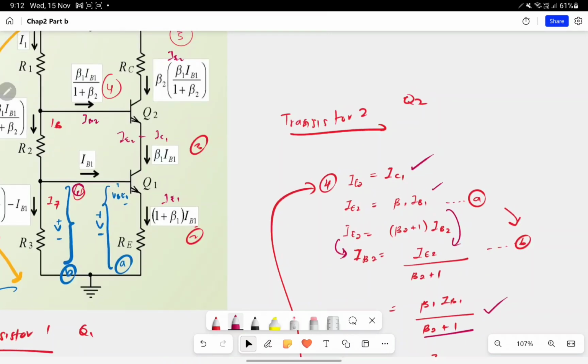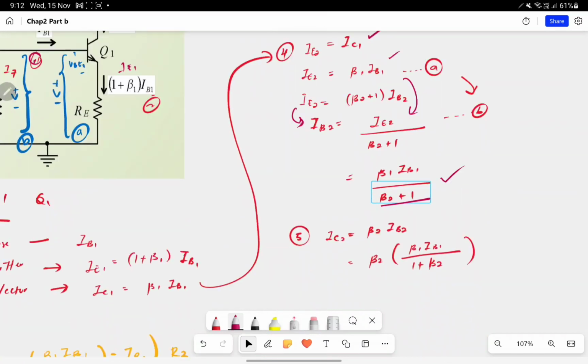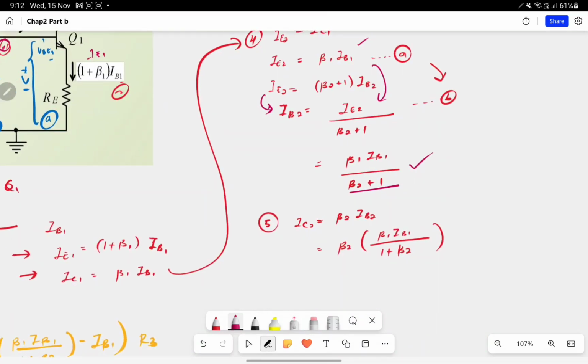So since we know IB2, then we can find IC2. So IC2 equals beta 2 IB2. Then we replace IB2 with the new equation for IB2. So the result for IC2 is equal to IB1 times beta 1 times beta 2 over (1 plus beta 2). Alright.